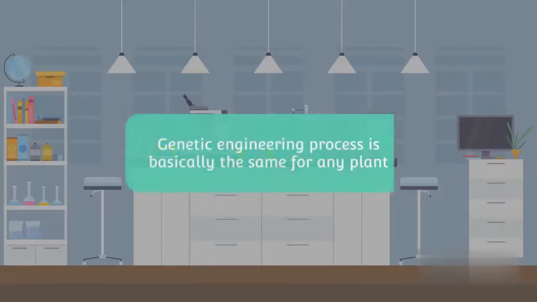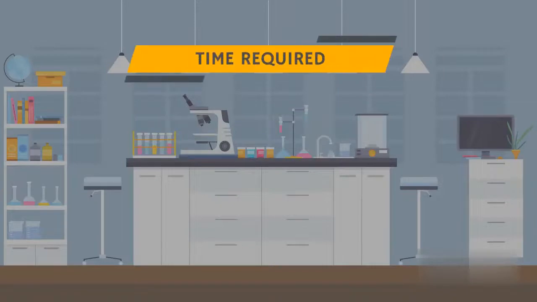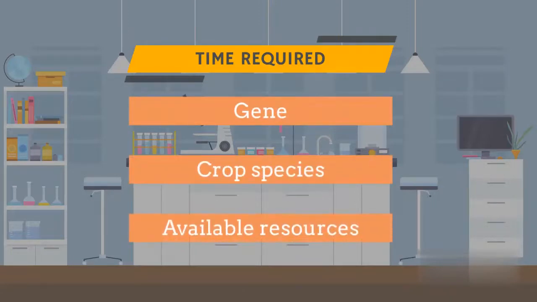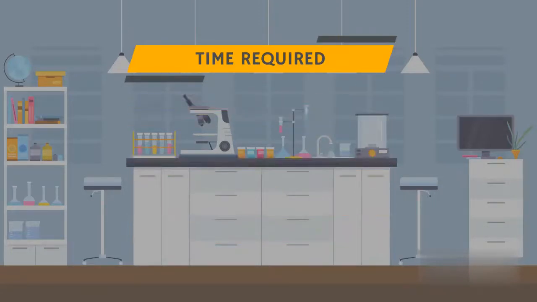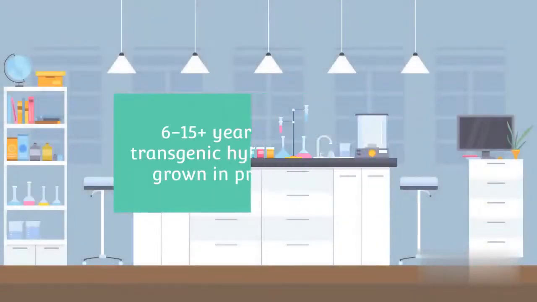The entire genetic engineering process is basically the same for any plant. The length of time required to complete all 5 steps from start to finish varies depending upon the gene, crop species, and available resources. It can take anywhere from 6 to 15 years or more before a new transgenic hybrid is ready for release to be grown in production fields.